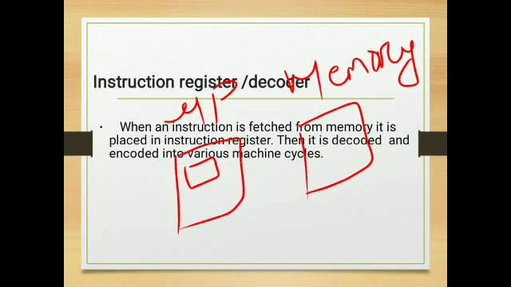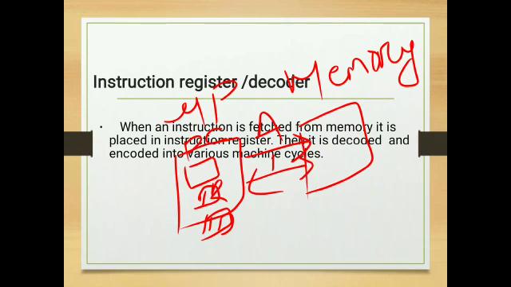Here is the program counter, instruction register and instruction decoder. This is the address bus, this is the data bus, and this one is the control bus. In memory, there is a set of programs or instructions.